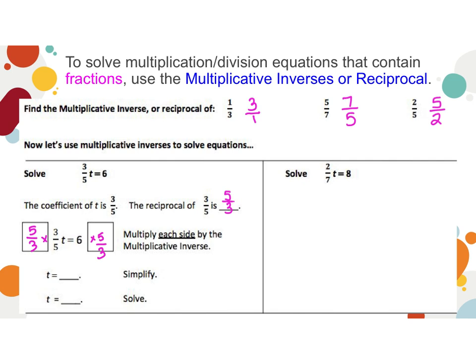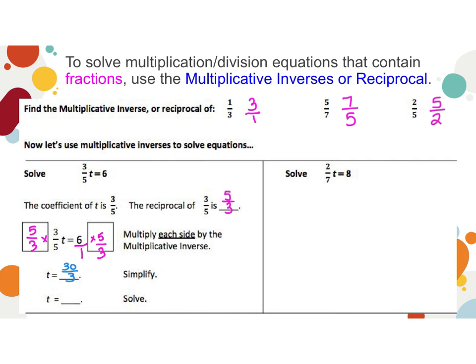The 5/3 times 3/5 on the left will cancel each other out. They become 1. So t is by itself. On the right, we need to solve using the fraction. So remember to turn a whole number into a fraction. We just put that number over 1. And then to multiply these fractions, we just multiply across. So 6 times 5 is 30. And 1 times 3 is 3. So t equals 30 over 3.